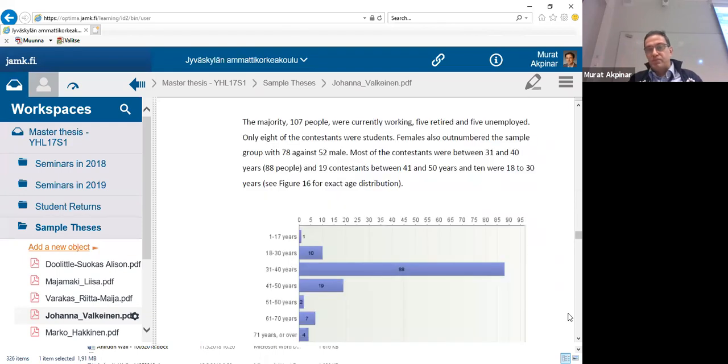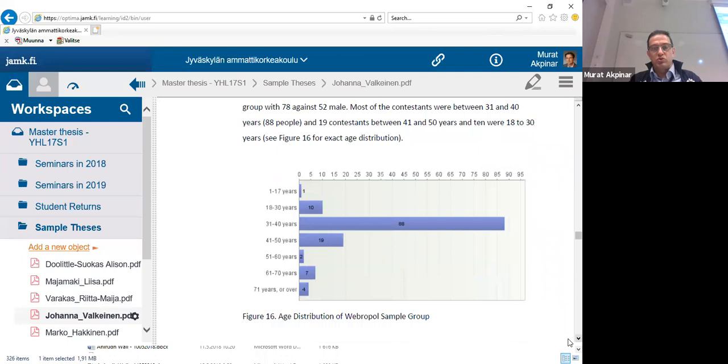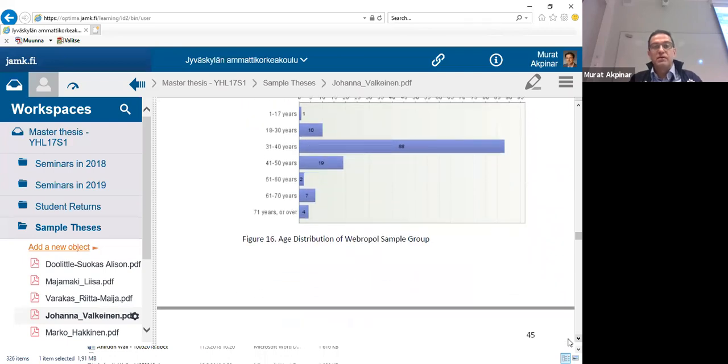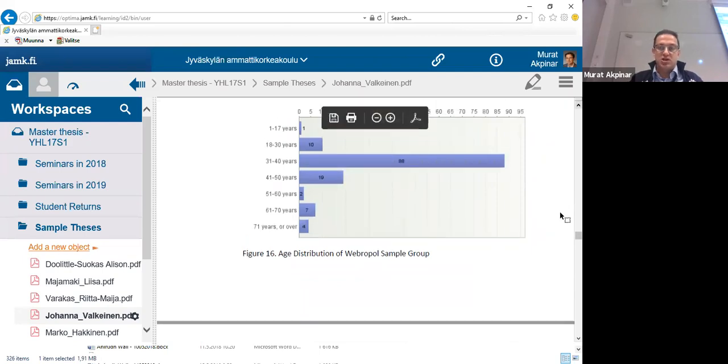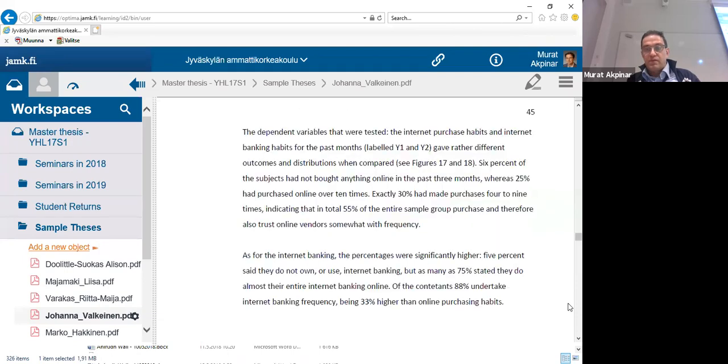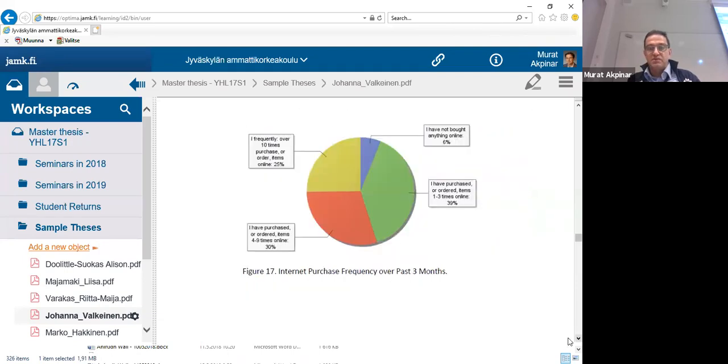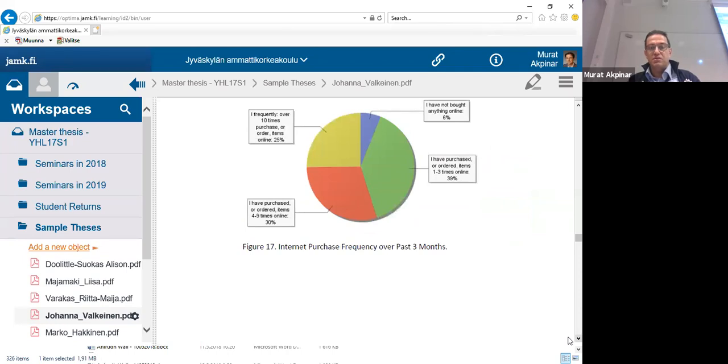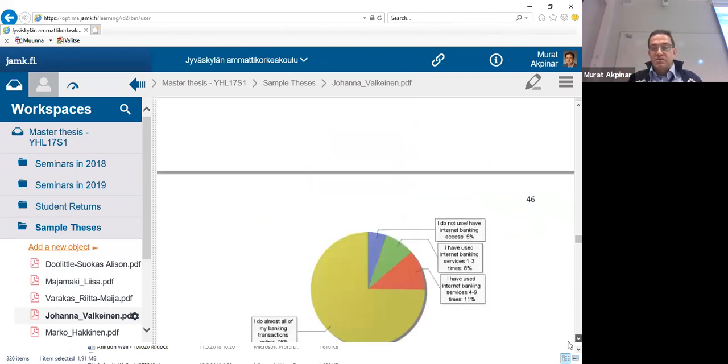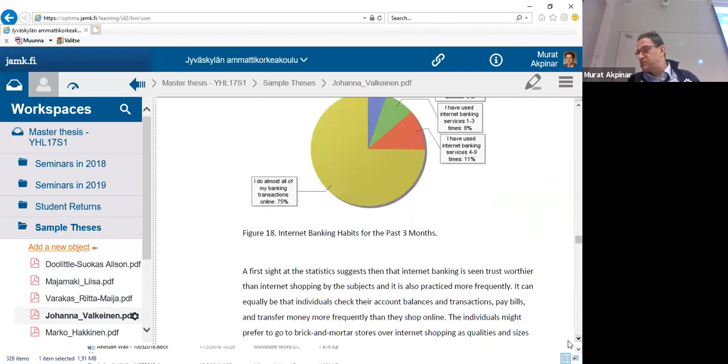And here we see many, not tables, but charts. Here you go, the age distribution. Oh my God. Some horizontal bar chart, okay? And then comes, so these are all the descriptive statistics. This is about the internet purchase frequency over the past 3 months. And then we have the descriptive statistics about internet banking habits for last 5 months. Okay, these look better.